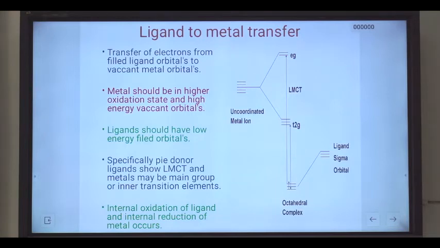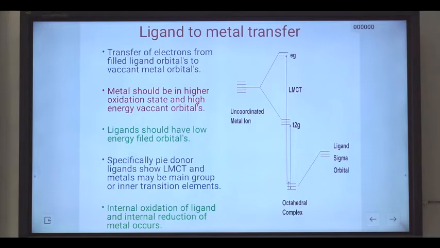Specifically, pi donor ligands show the LMCT transitions, and the metals may be main group elements or inner transition elements. So the metal can be any, either from the main group elements or from the inner transition elements. Internal oxidation of the ligand and internal reduction of the metal occurs.